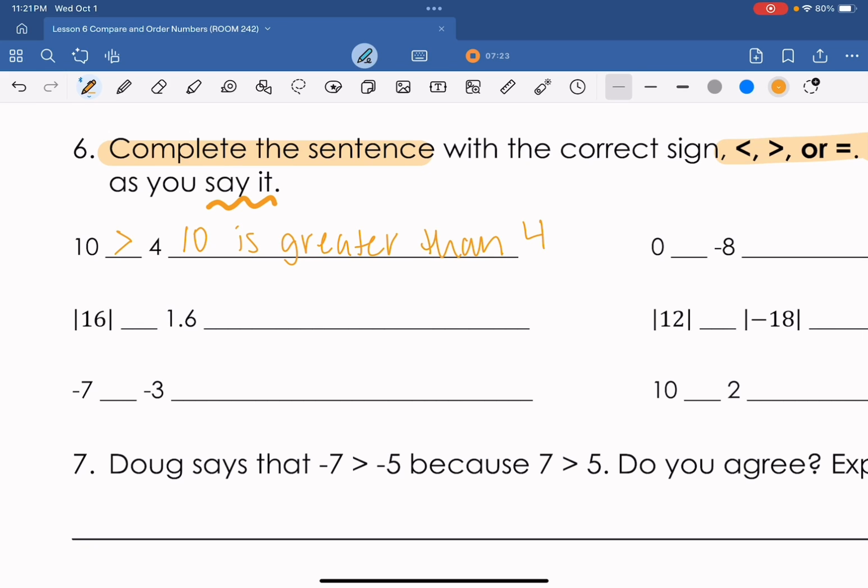Okay, we have the absolute value of 16 and 1.6. So remember, first things first, you have to solve the absolute value first. So to get to 16, I moved 16 units. So the absolute value of 16 is 16. Is 16 larger than 1.6? Yes. So 16 is greater than 1.6. So I would write the absolute value of 16 is greater than 1.6.